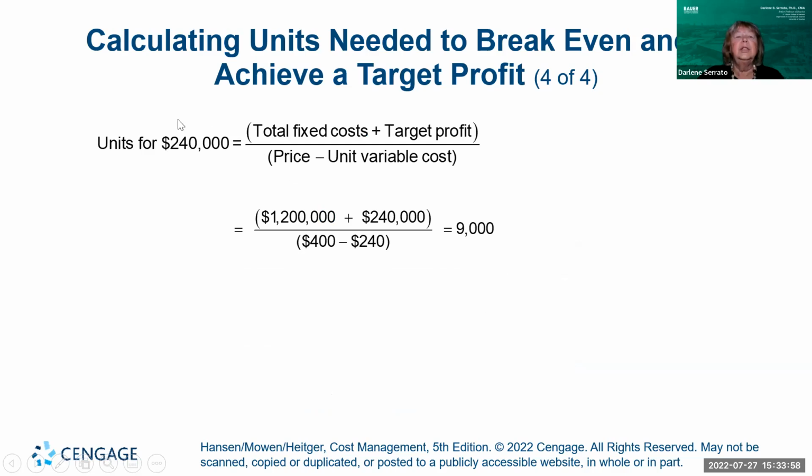So if we wanted to transfer that into a profit in dollars, how many units are needed for a 240,000 profit? Not break even this time, but a profit. Target profit, which was 0 for break even, is now put in as 240,000. You need 9,000 units to earn $240,000.